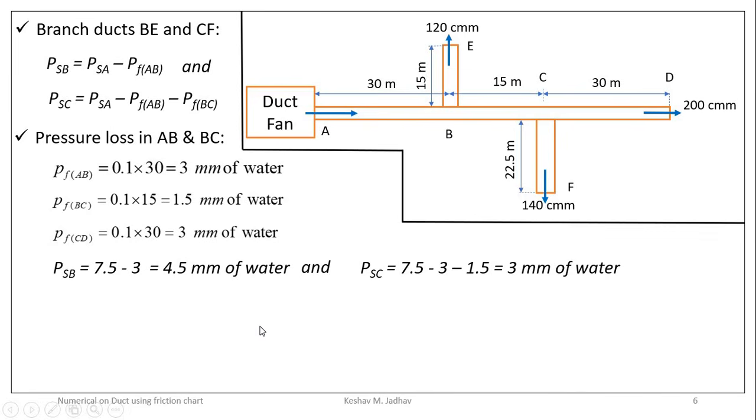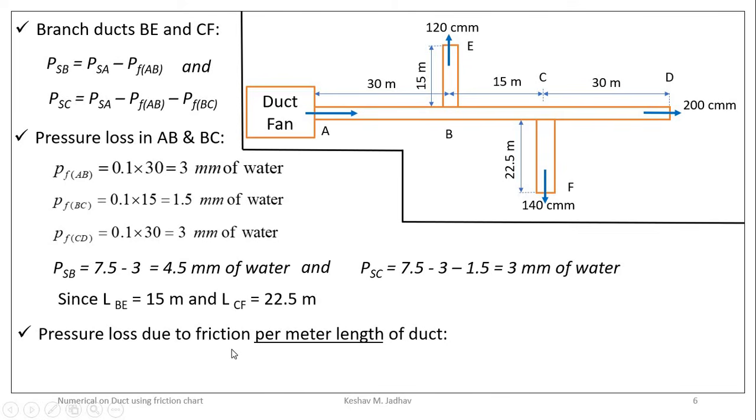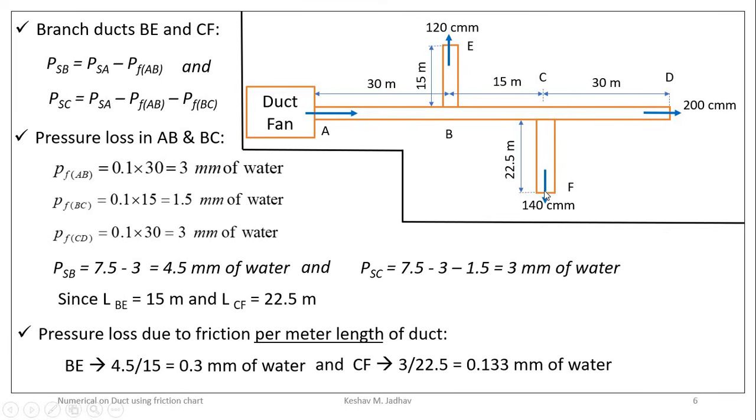So we will calculate the pressure drop required per meter length for branch BE and branch CF. Here, length BE is equal to 15 meter and length CF is equal to 22.5 meter. Therefore, pressure loss due to friction per meter length of duct for branch BE is equal to 4.5, that is total pressure loss in duct BE, divided by length of duct, 15 meter, which is equal to 0.3 mm of water.